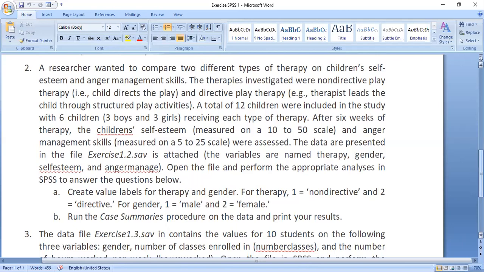The data are presented in the file, which will be seen shortly, and the variables are therapy, gender, self-esteem, and anger manage. So we'll open the file and do the appropriate analysis in SPSS to answer the questions, like the value labels for therapy and gender. The value labels for therapy are 1 is non-directive and 2 is directive, and for gender 1 is male and 2 is female. And then we'll run the case summaries for the same. So let's share the SPSS file which has question two for us.